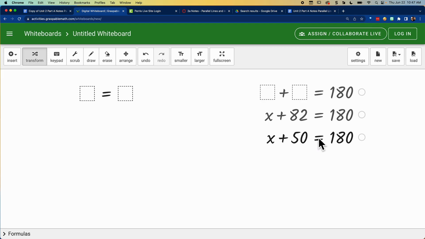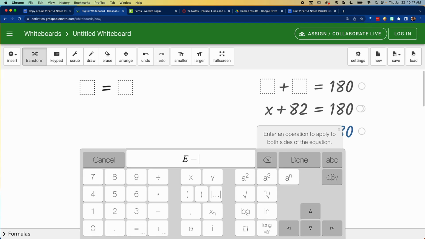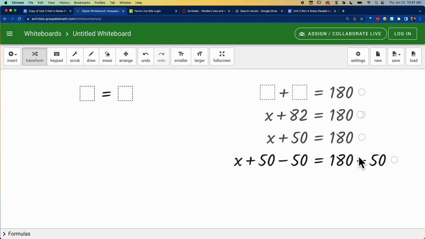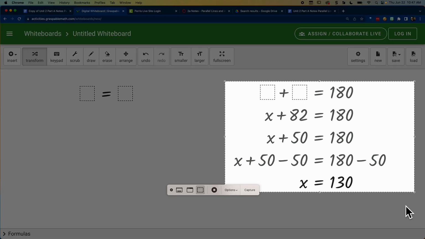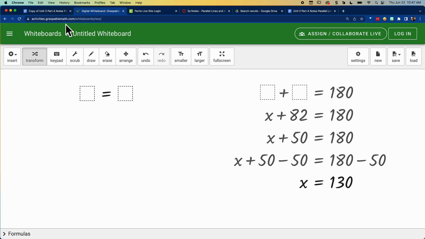So now I can subtract 50 from both sides. And 180 minus 50, super straightforward. X equals 130. So again, I'll screenshot this, put it into my notes for a little bit of work.